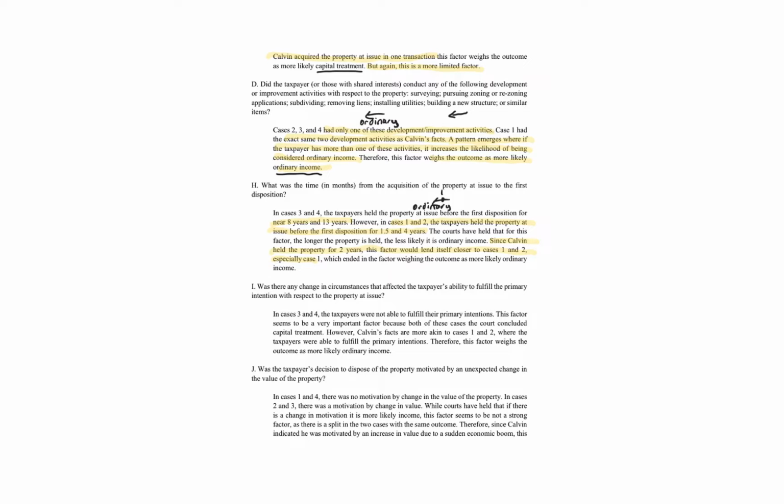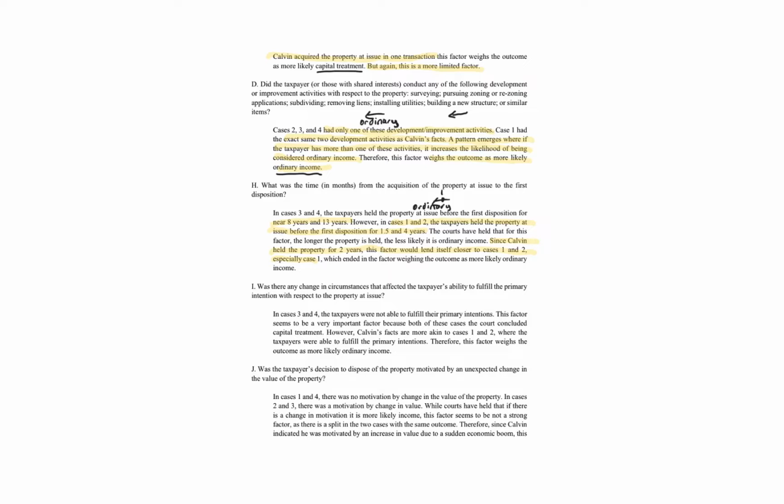So that's the idea, that if you're holding for a long time and you are speculating the value to go up. So it's more like case 1, but it's not 1.5 years, it's 2 years, but that's the closest one. 1.5 and 2, it's within 6 months. 4 years, I mean, you're 2 years off. So case 1 is the closest, and this factor would tip the scales to be more likely ordinary income. So we've done 3 questions so far. 1 capital, 2 ordinary. Let's go on.